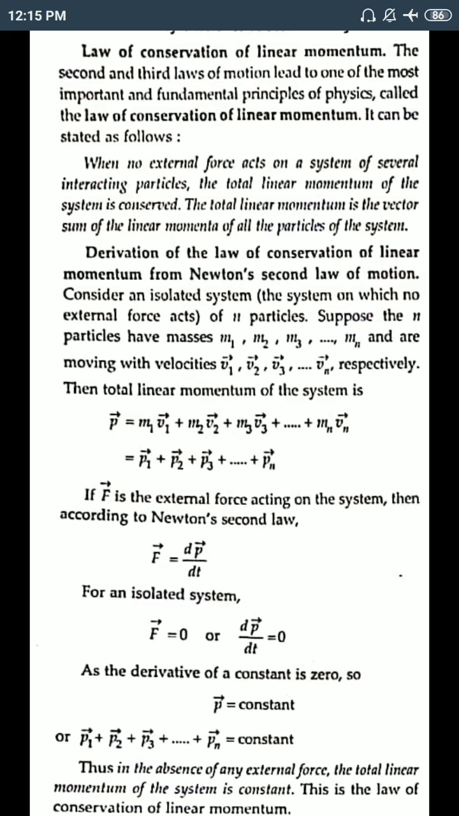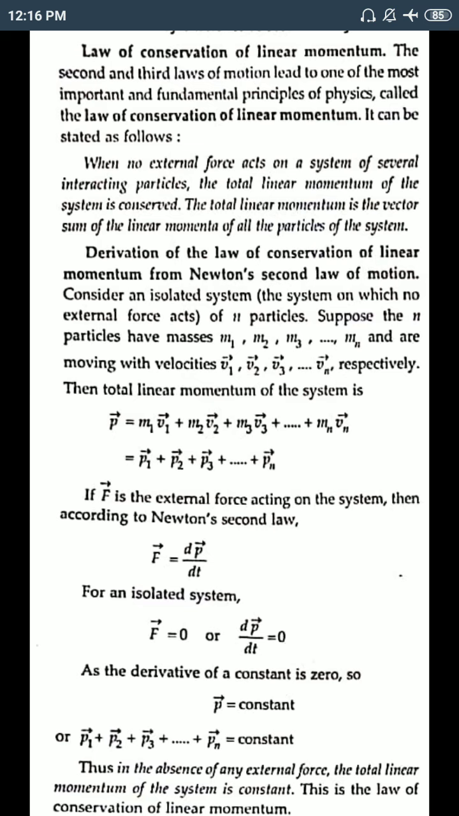The total linear momentum is the vector sum of the linear momentum of all the particles of the system, because momentum is a vector quantity. So that addition P1 plus P2 plus P3 is a vector sum of the momenta, and that equals a constant. We can also prove this mathematically.